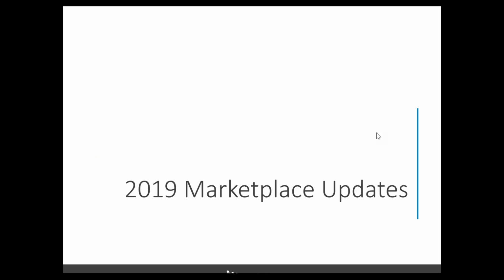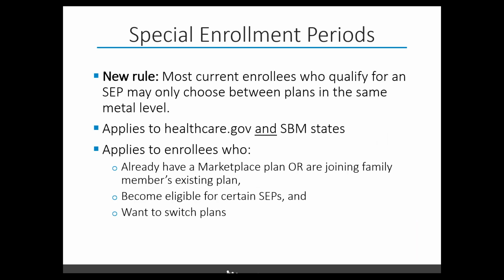So now I want to go over some updates to marketplace policies and non-ACA compliant products as well. So first, special enrollment periods. As of early 2019, there are some new restrictions on plan choice for enrollees who want to switch plans through an SEP. The implementation date for healthcare.gov was February 2019, last month, and SBMs, state-based marketplaces, are required to adopt this policy as soon as possible.